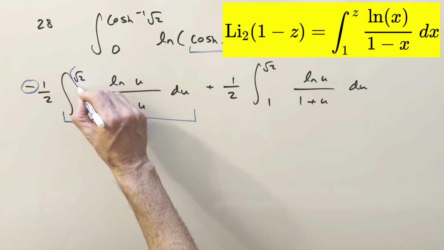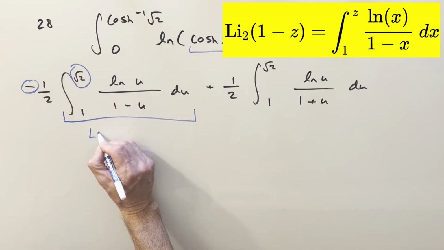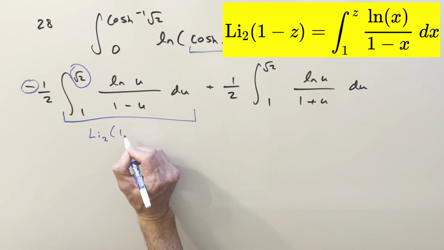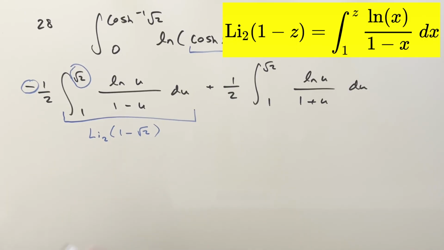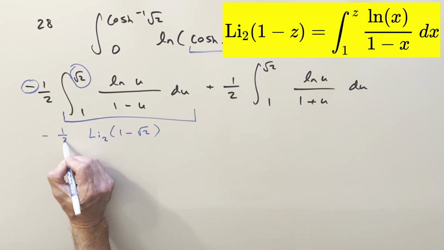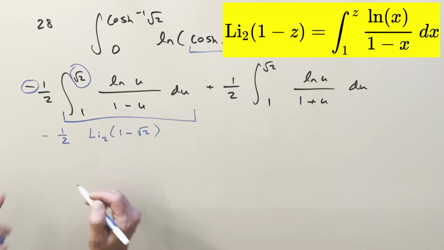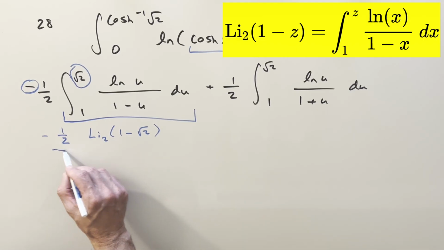This is going to be our input. So this thing, using the formula, this is going to be Dilogarithm of just 1 minus square root of 2. Hopefully we can get a nicer value for that later, but for now let's just bring down the minus 1/2 in front, and we'll put this one aside because this is about as good as we can do right now.